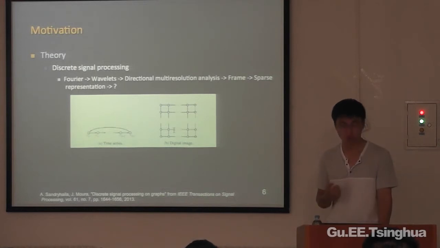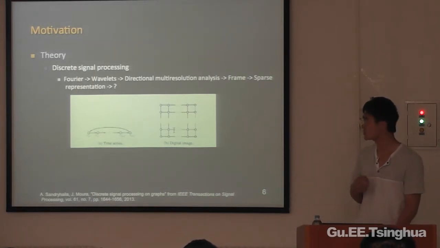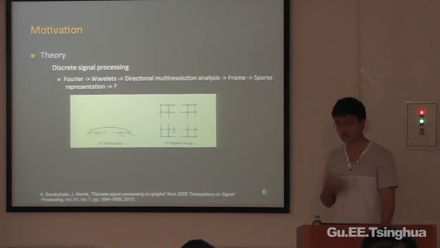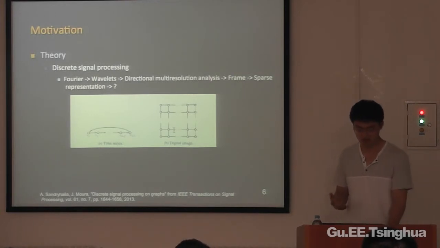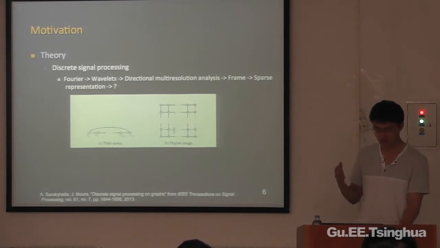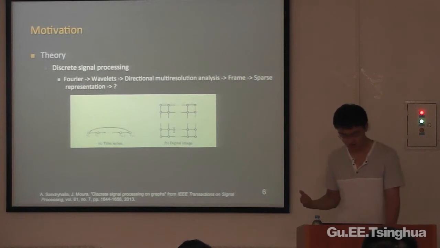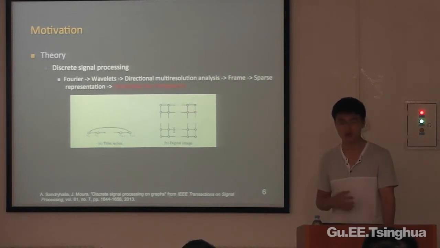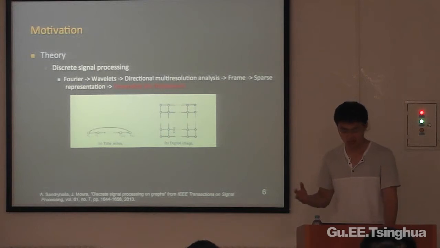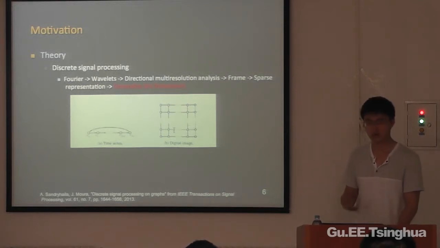And we do a lot of work on those structures. We do the Fourier transform, wavelets, directional wavelets. We have frames, we have sparse representation. And we try to ask, if we go to the limit, can we do better? What other things can we do? One way to think about it is to generalize the framework. We can generalize the signal processing.